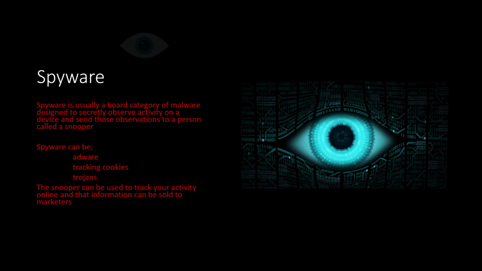So in the last slide, I mentioned a term you may not have recognized yet, but the term was spyware. Spyware is usually a broad category of malware designed to secretly observe activity on your device and send those observations to a person called a snooper. Spyware can take a number of forms, such as adware, tracking cookies, and Trojans. The snooper can be used to track your activity online, and that information can then be sold to marketers. Spyware can also be used to steal personal information, such as account passwords and credit card numbers, which can result in identity theft, which every year is an issue that is constantly on the rise.